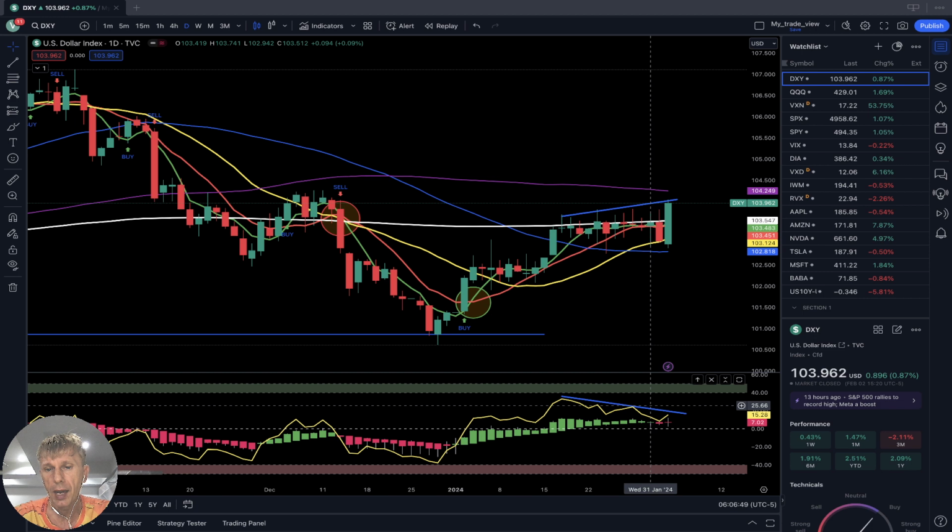But at the same time, RSI has a bearish divergence. It is a negative condition. Divergence is a negative bearish condition.